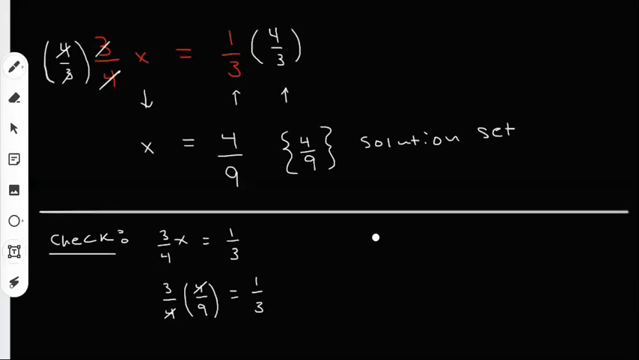And the way I would do that is I would divide by 3 on the top and the bottom. So if I divide 3 by 3 on the top, I'm going to get 1. If I divide 9 by 3 at the bottom, I'm going to get 3. So the only thing I'm left with at the top is a 1, and the only thing I'm left with at the bottom is a 3. And that's going to give me that 1/3 equals 1/3 true statement that I was looking for. So I know for a fact that 4/9 is the only solution to this original equation.